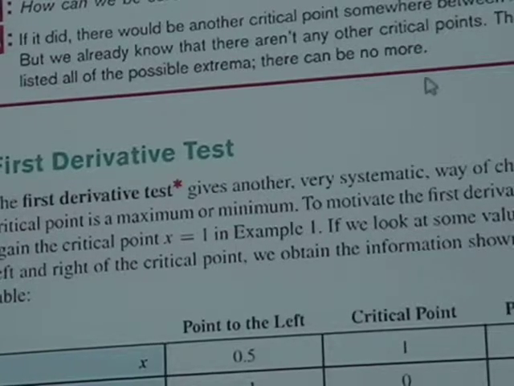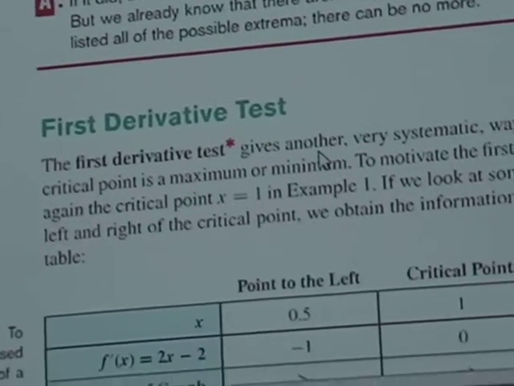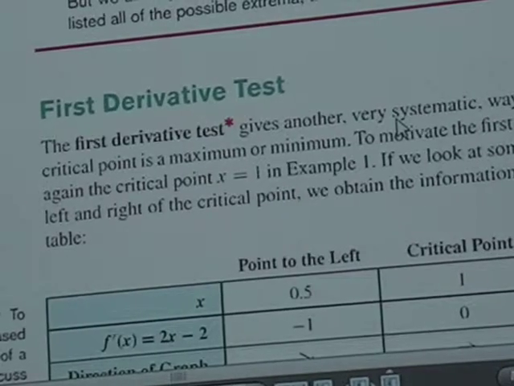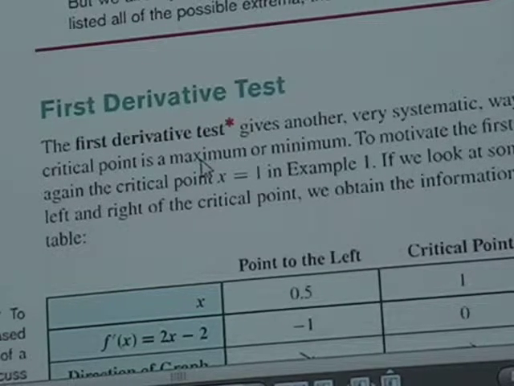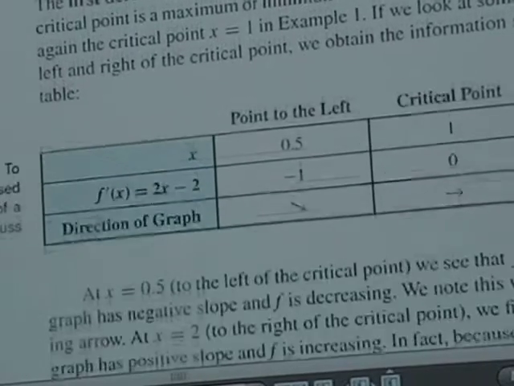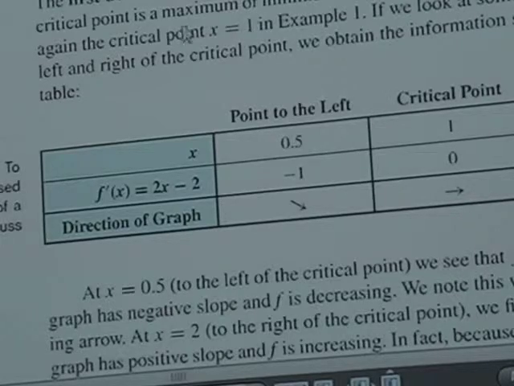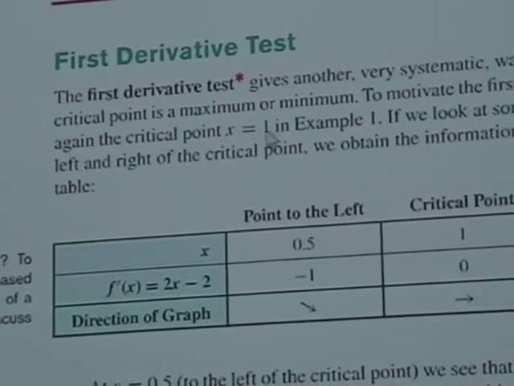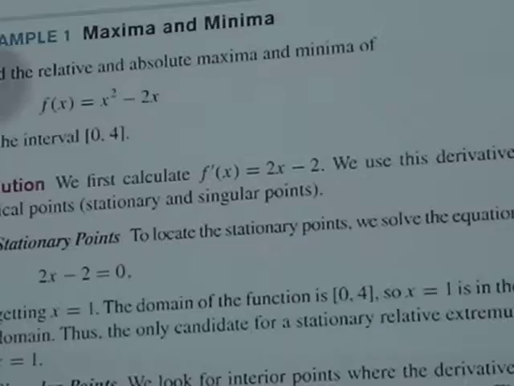Okay, so now he says the first derivative test gives us another way to do this. He says a very systematic way of checking whether a critical point is a maximum or a minimum. So, let's go through this. This is what I wanted to do. To motivate the first derivative test, consider again the critical point at x equals 1 in example 1. Let's go back to that.